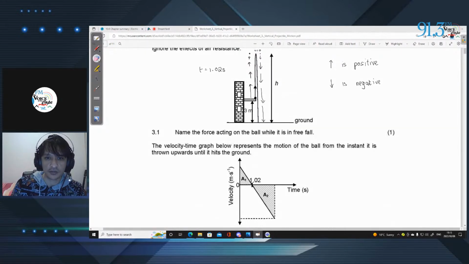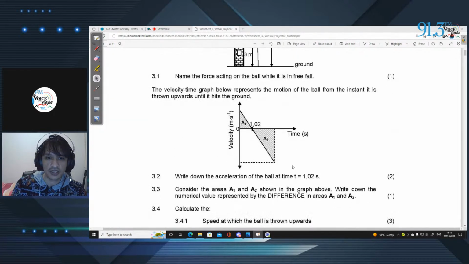Now that we've done that, let me just clear this off. The question is, write down the acceleration of the ball at time t equals 1,02 seconds. Now, to calculate acceleration from a velocity time graph, it's important for you to know how this works. I'll give you some ideas from graphs. Let me just go to the whiteboard.